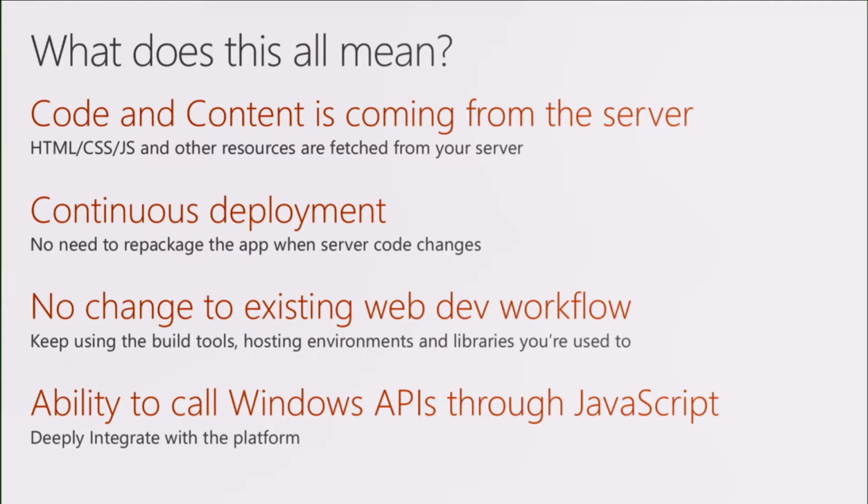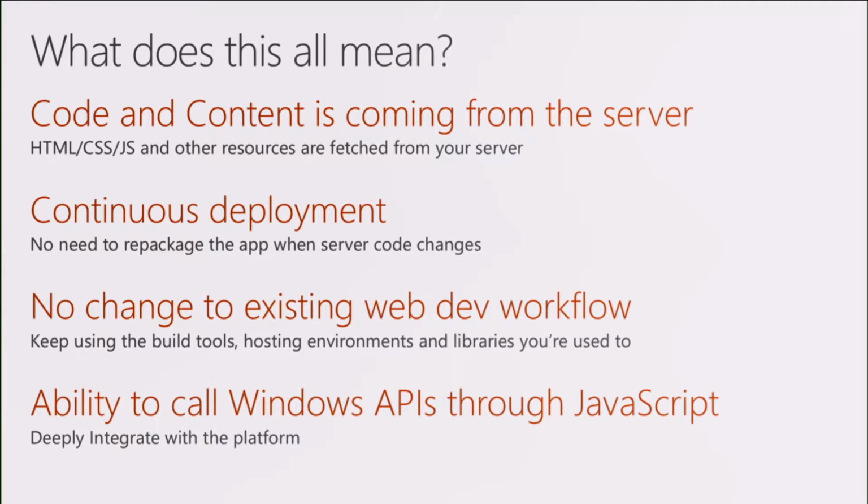So kind of recapping all of the things I just talked about, what does this all mean? For hosted web apps, it means that all the code is coming from the server, just like I showed in that first diagram there. Your HTML, your CSS, and your JavaScript, all your images, they're coming from the server. And what you get with that is continuous deployment.